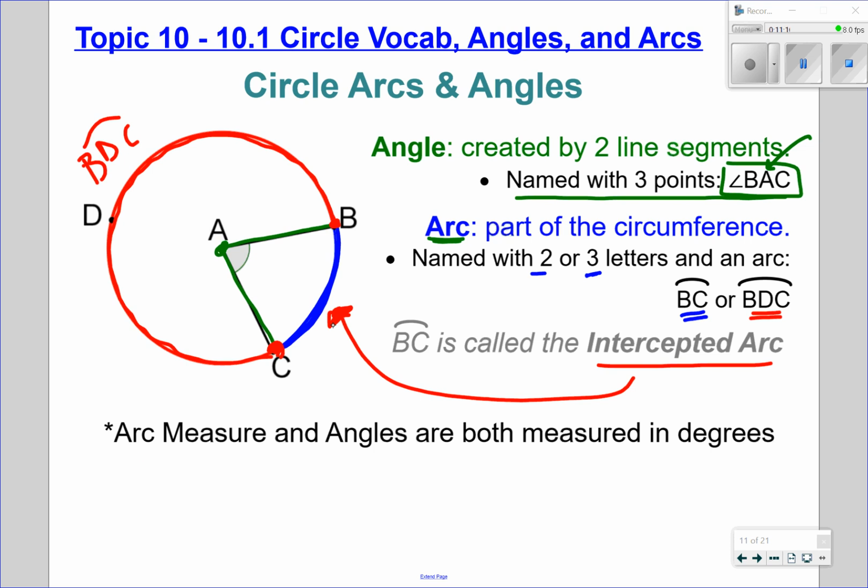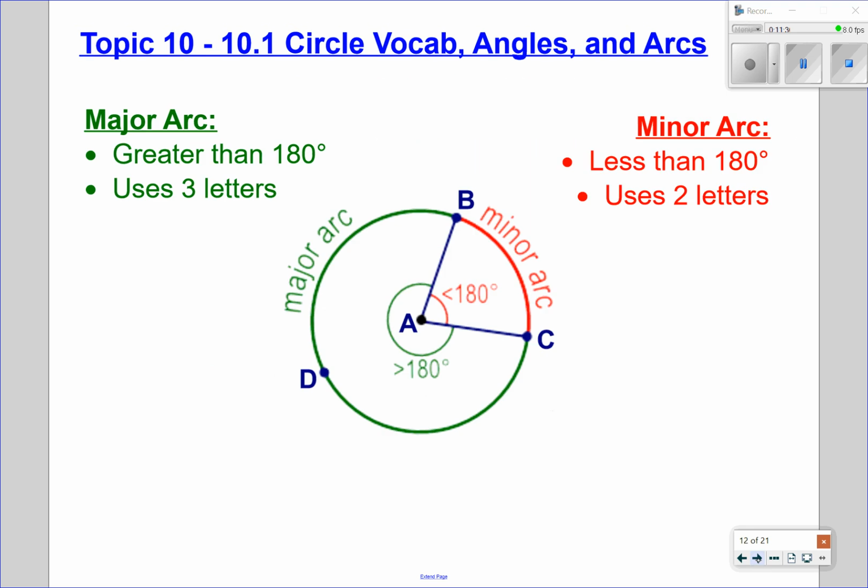Last but not least, arc measure and angle measure are both measured in degrees. We're going to stick with degrees today, and obviously those are all part of 360 degrees, which is within a whole circle. We're going to stick with degrees today for the sake of measuring arcs and angles. We will get into other units later.